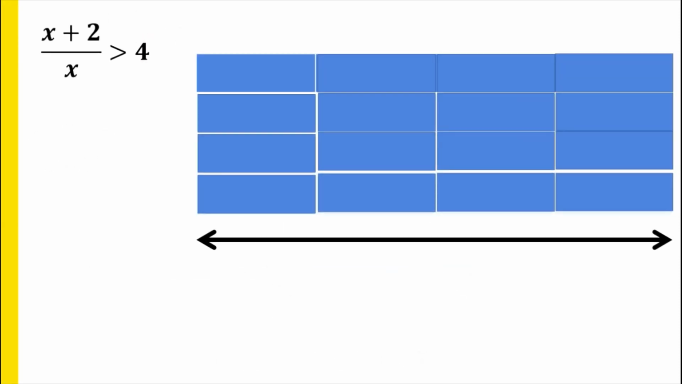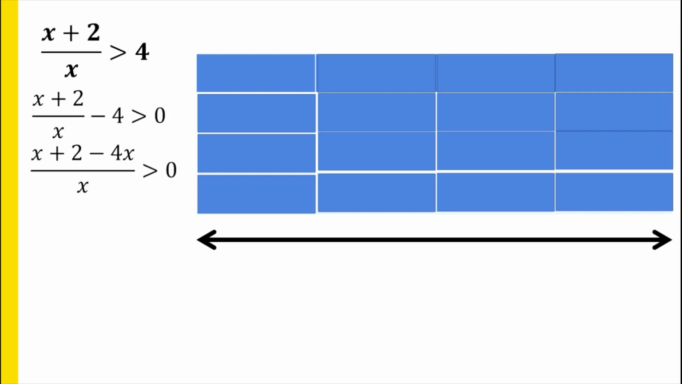Another example, x plus 2 over x greater than 4. As you can see here, it's not in the standard form, we need to have 0 on the right-hand side. So let's solve this. Let's add negative 4 to both sides. So that's x plus 2 over x minus 4 greater than 0. And then finding the LCD, that's x. Simplifying that, that's x plus 2 minus 4x over x greater than 0. So x minus 4x, that's negative 3x plus 2 over x greater than 0.